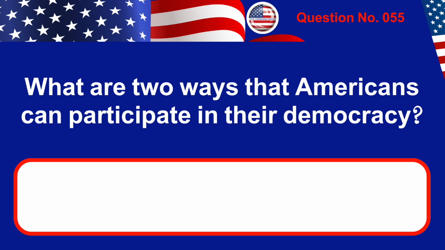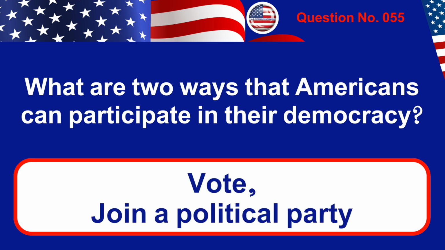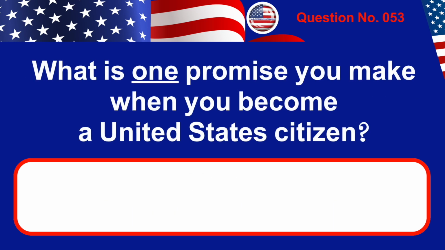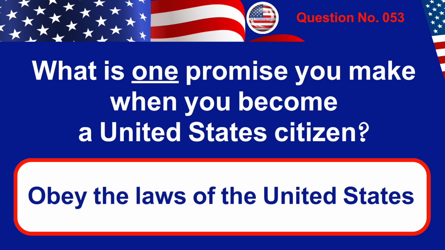What are 2 ways that Americans can participate in their democracy? Vote. Join a political party. What is one promise you make when you become a United States citizen? Obey the laws of the United States.